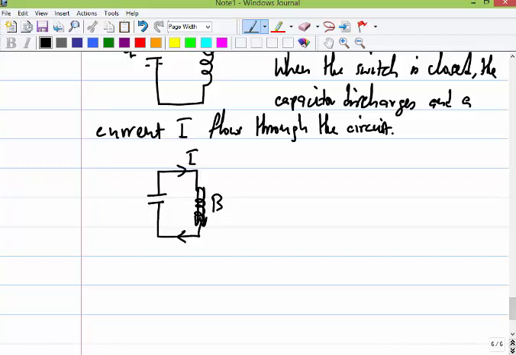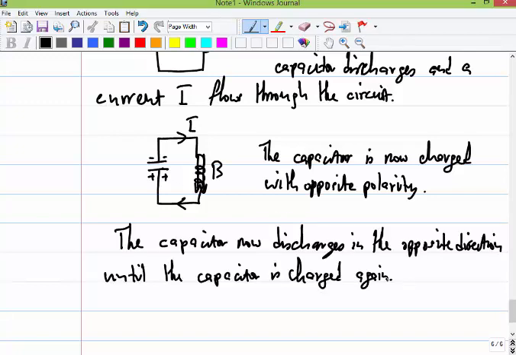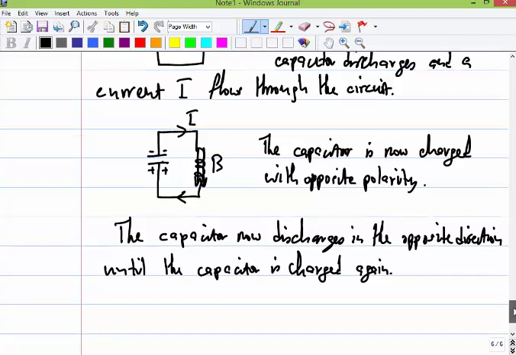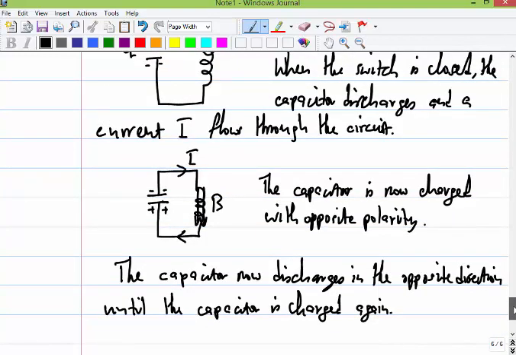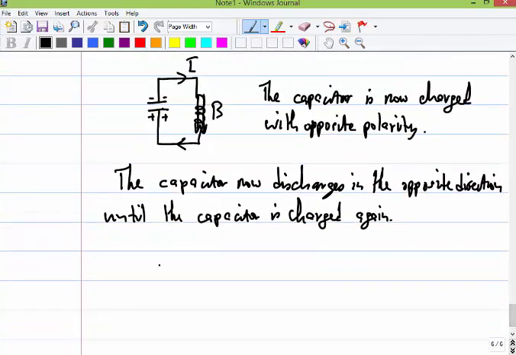We shall say that the capacitor will now be positively charged this way. So the capacitor is now fully charged, with opposite polarity, and then the cycle continues. The capacitor will now recharge. The capacitor charges in the opposite direction with opposite polarity, and then it will discharge in the opposite direction this way.